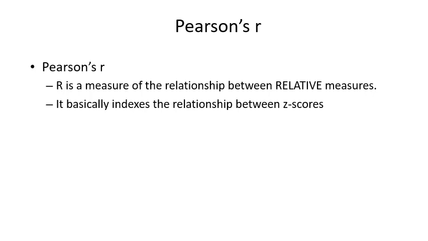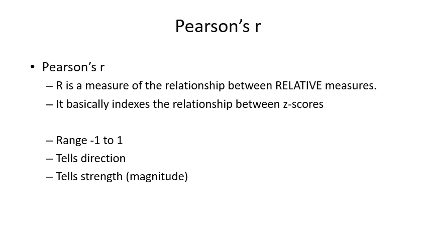You first have to standardize scores, because if you've got two scales that are very different, correlations don't work with them. So it's standardizing these scores and looking at the relationship between those standardized scores. The range is going to be between -1 and +1, and it's going to tell us direction and magnitude. So what do I mean there?